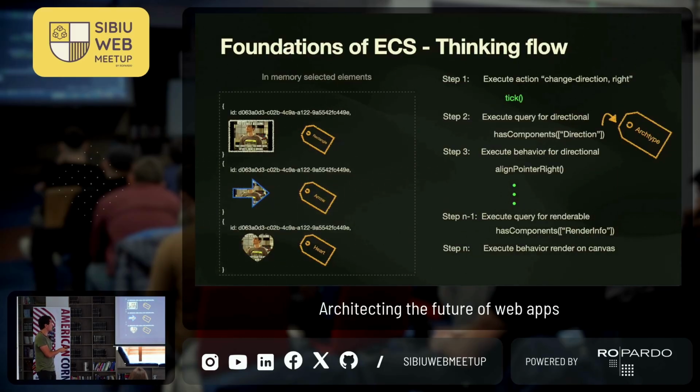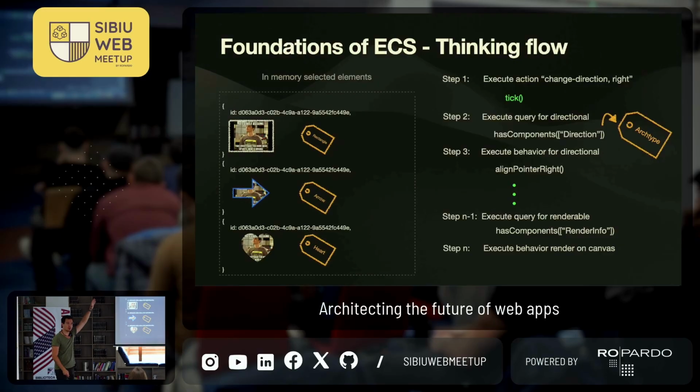Another couple of things might be applied here. As I align the pointer to the right, maybe I have some side effects to this component just to make it a little bit broader. But then on step n-1, I'm going to execute the query for renderable, because I actually want to show that arrow changing from left to the right. As soon as I finish all of my execution over here, the last step is that I query all of the objects, see which of them are renderable, and redraw the canvas itself.